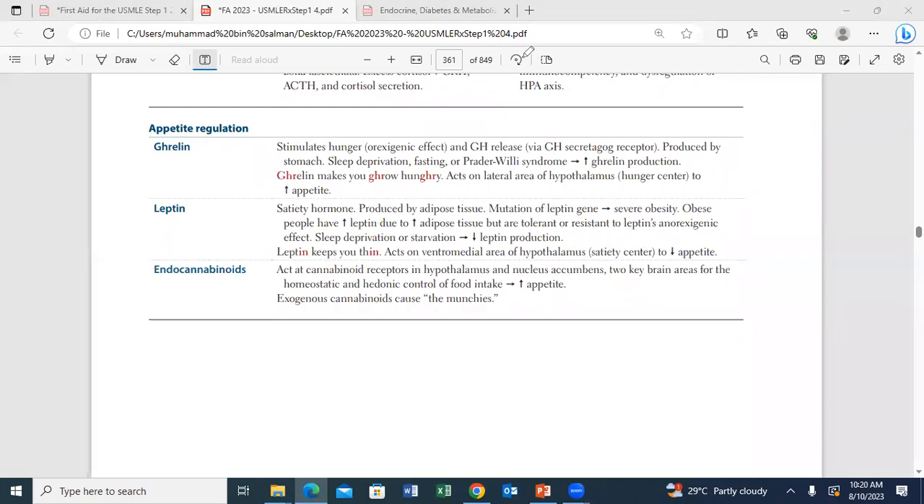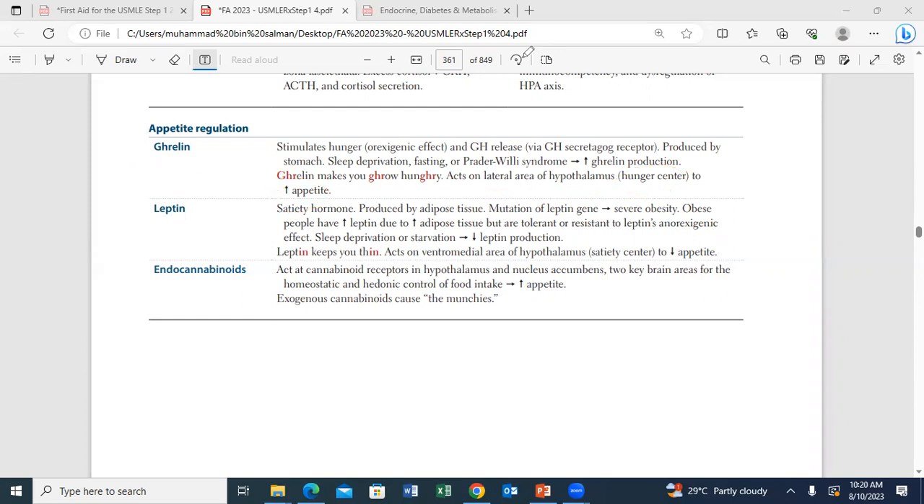Although this will be discussed in detail in the GIT module, and need not be discussed over here, since it is written, let me discuss. Now ghrelin, GH. It increases the growth hormone, and since the boy has to grow, come on, he has to eat more food. So it stimulates the hunger. And how is it stimulating the hunger? It acts on the lateral area of the hypothalamus, which is the hunger center. So the lateral area increases the appetite. So ghrelin increases the growth hormone, and it increases the hunger.